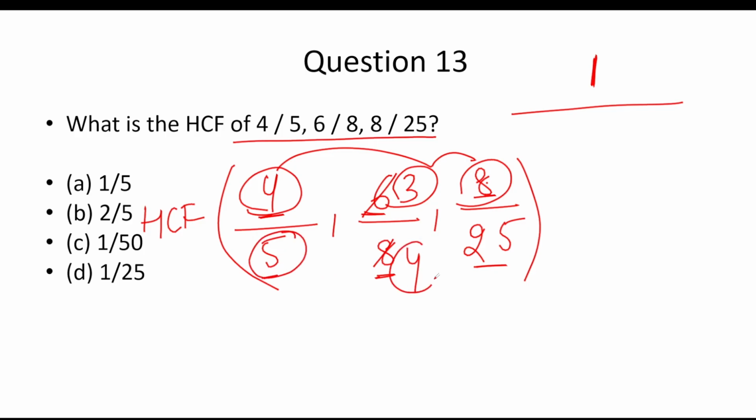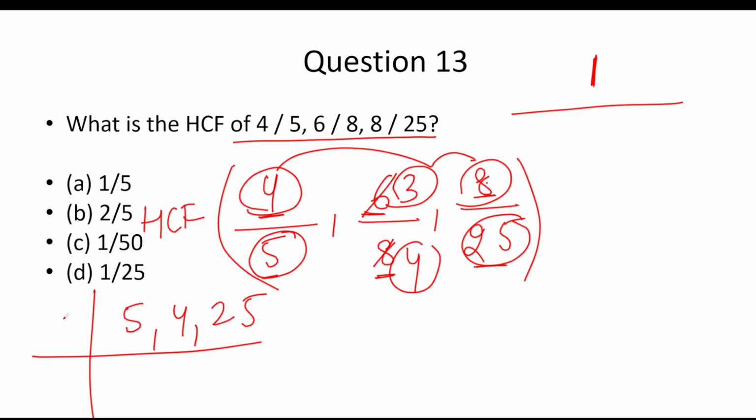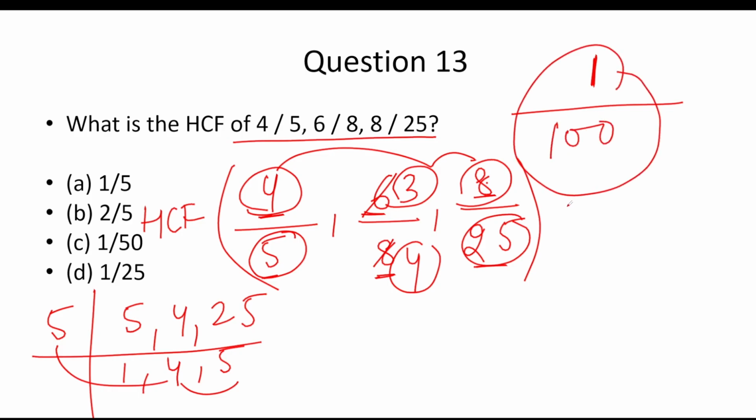What is the LCM of 5, 4 and 25? You can check it. Here it is 5, here it is 4 and here it is 25. First you can cancel on 5. This is 1 here, 4 here and 5 here. So what is the LCM? 5 into 4, 20. 20 into 5 is 100. So the HCF of this will be 1 by 100.